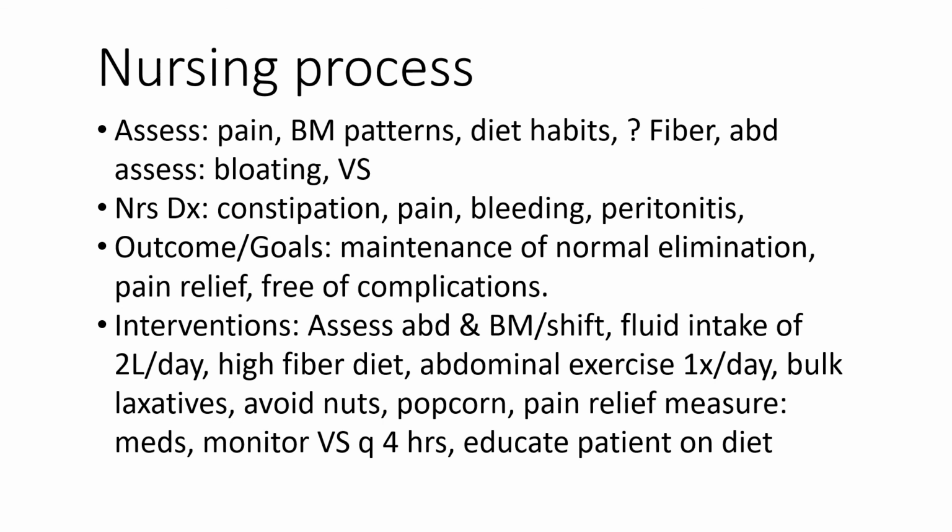Interventions is to assess the abdomen and bowel movements per shift. Fluid intake, at least 2 liters per day. High fiber diet when they're okay. Abdominal exercises, at least once a day. Bulk laxatives, avoid nuts, popcorn. Pain relief measures, again, avoid morphine. Monitor vital signs Q4 hours, and educate patient on diet.